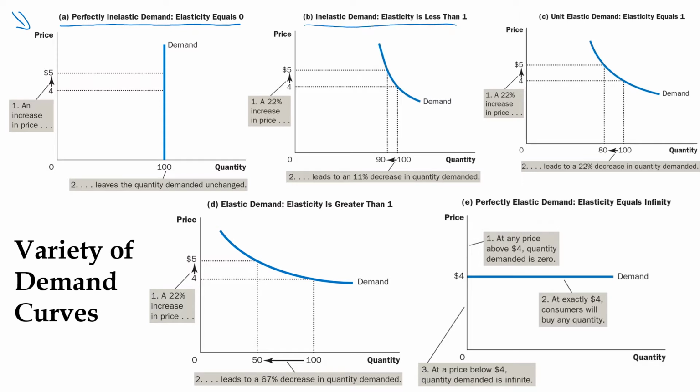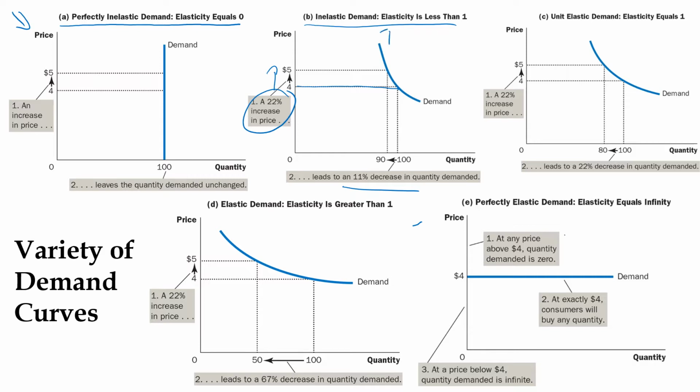So at this price point, at $4, because elasticities will be different all up and down the curve, but anyways, at this price of $4, if you move it up to $5, the demand curve is inelastic. In other words, a 22% increase in the price only leads to an 11% decrease in the quantity demanded.